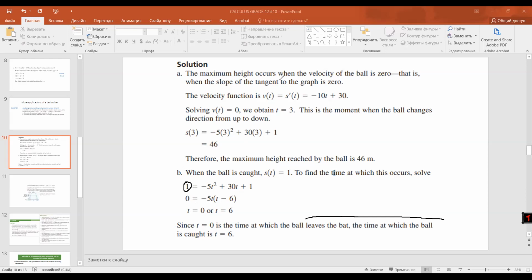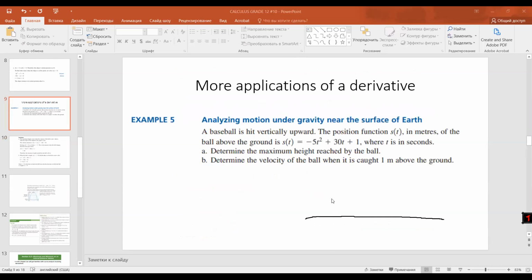Wait, what is the question again? For question B? What was it asking us to find? Can you go back a slide? Okay. Let's see a picture of that. Okay, you go back to the solution.